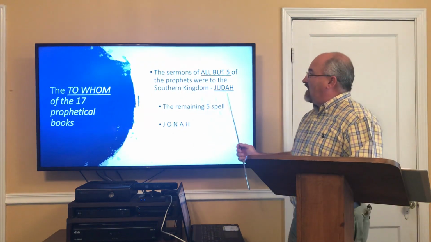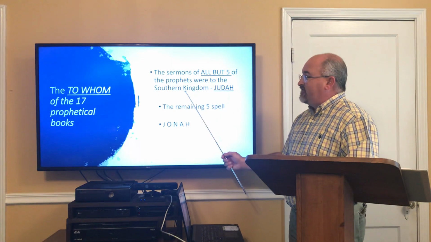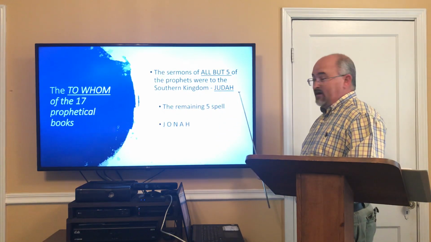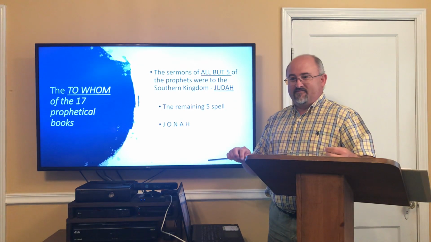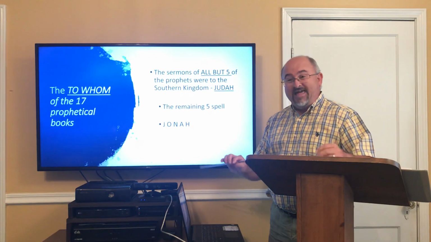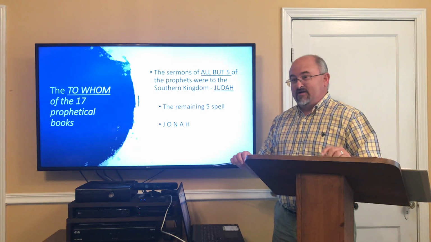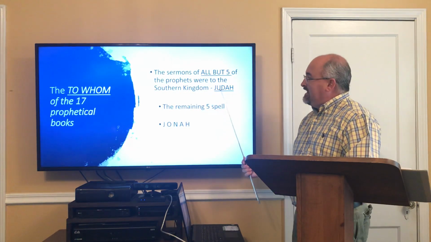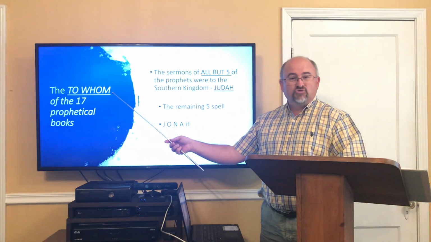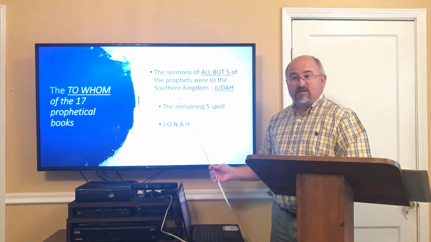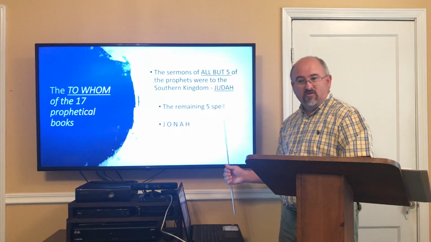So the sermons of all but 5 of the prophets were to the southern kingdom of Judah. How many good kings did Judah have? Out of 20, they had 8 good kings. How many good kings did Israel have? 0. Isn't it interesting to note that God did not even try very hard to reach the nation of Israel? He sent most of his prophets to the southern kingdom of Judah.